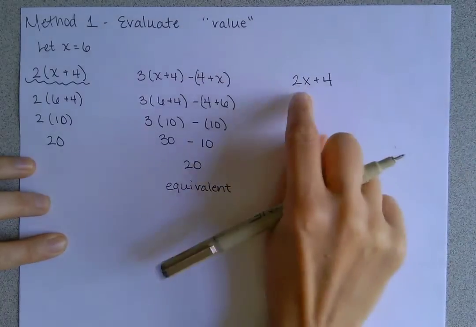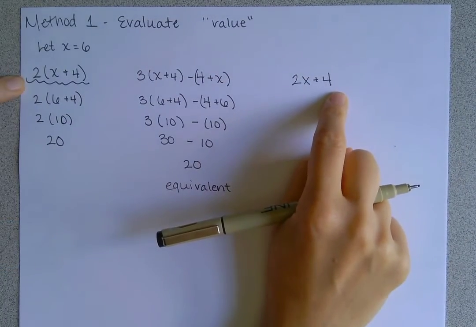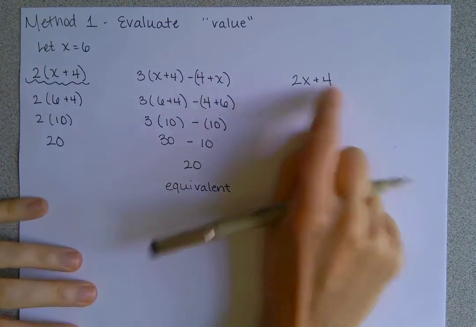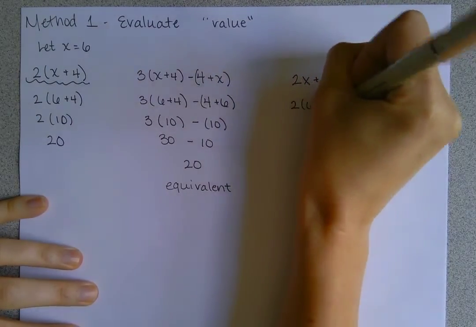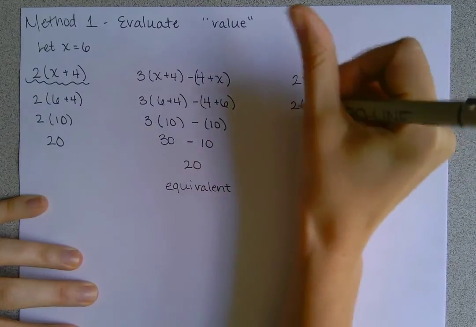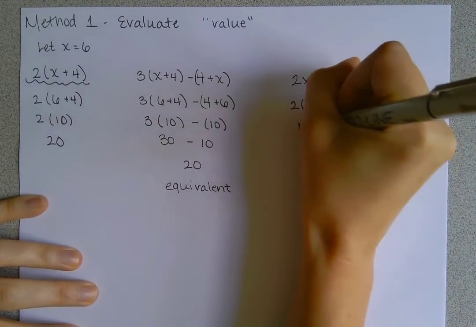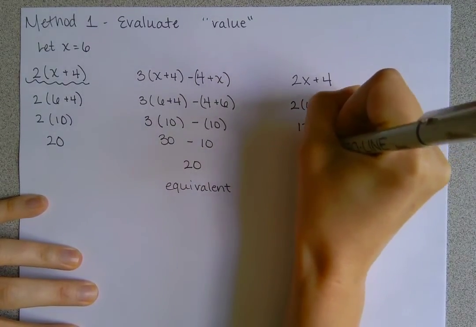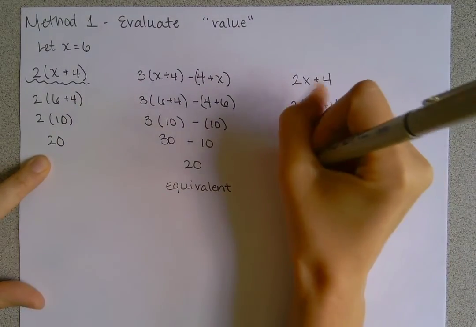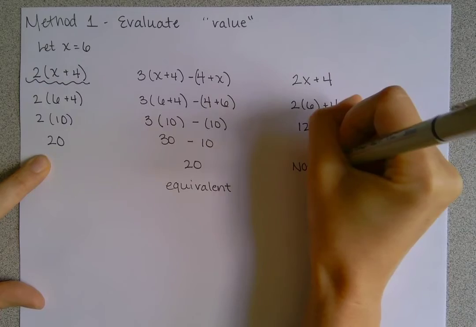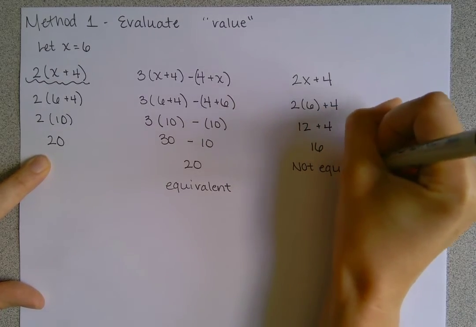So if I have an expression 2x plus 4, which is not equivalent to 2 times the quantity x plus 4, and I replace x with 6, I get 2 times 6 plus 4. I multiply before I add, so I get 12 plus 4, which is 16. Since that's not the same as 20, these two expressions are not equivalent. This I can say with certainty.